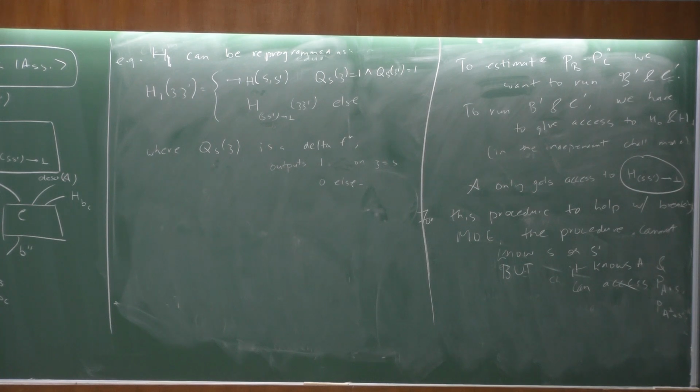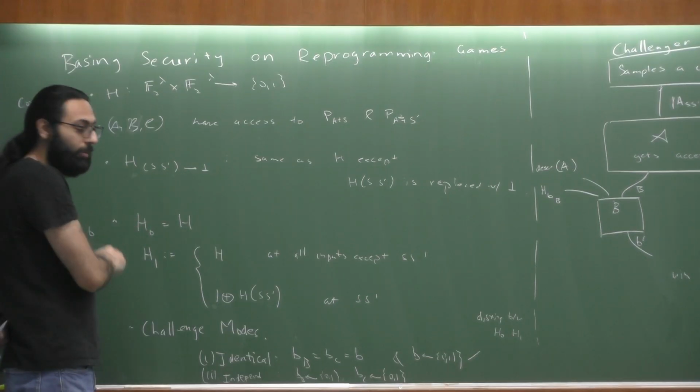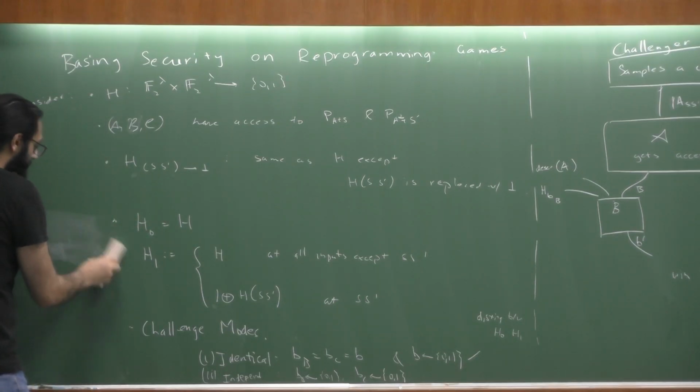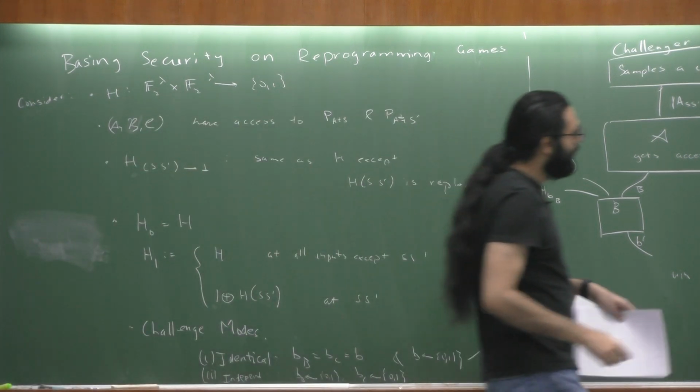But that is a good point what you raised, because I started off by saying that I want a construction that only uses H with SS' substituted with perp, which hasn't happened there. So that is a good point. But let's see how they proceed.